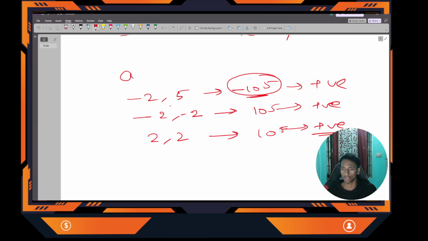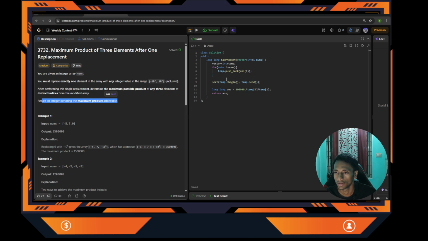So just go to the code and sort the input array in decreasing order. First of all, store this in a temporary vector, store the absolute value. You all know why I'm storing the absolute value, because ultimately our target is to maximize the product. Anyway it can be negative or positive, but the ultimate value I can generate is positive. So I take the absolute value and sort it in decreasing order. That's why you can see rbegin and rend, so it will sort in decreasing order, right?